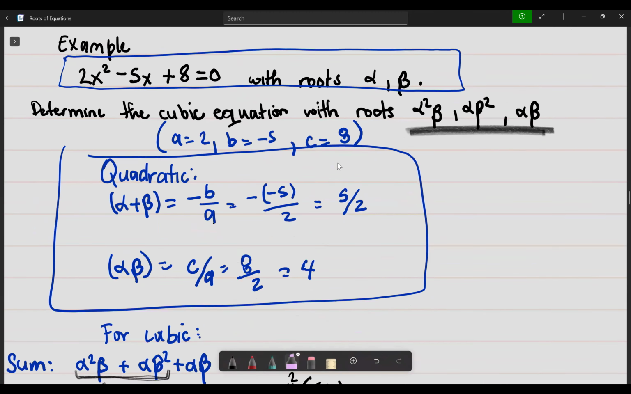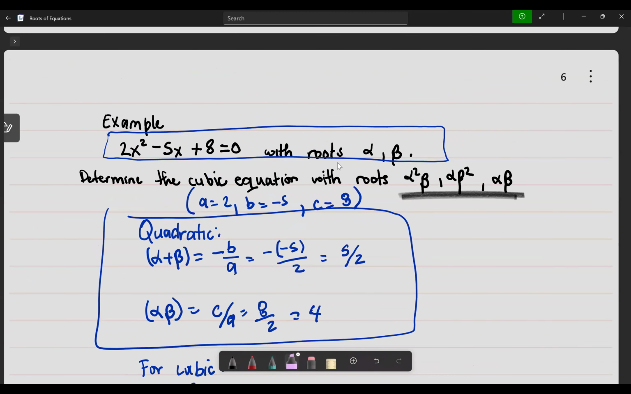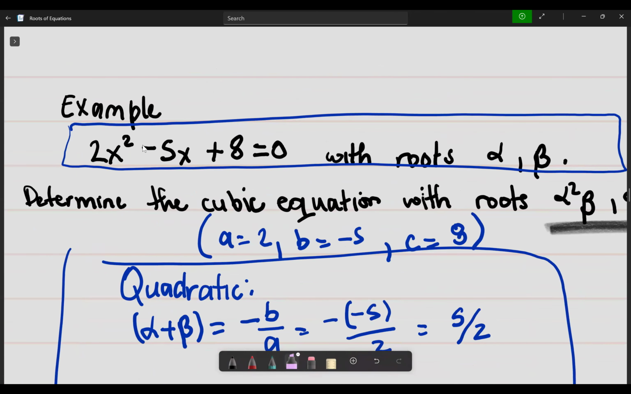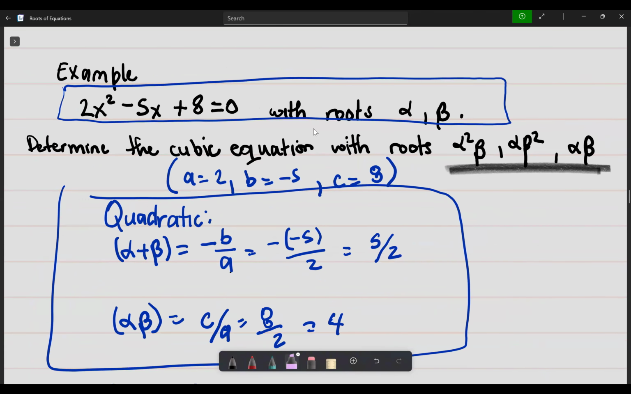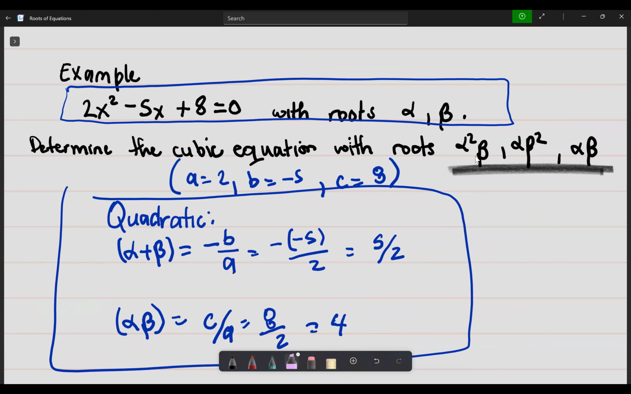So let's do this example. This is not a CAPE question. This is a question that I made, I believe. So it says that you have this quadratic, right? And it has roots alpha and beta. Whenever it says it has roots alpha and beta, do not even attempt to find what alpha and beta are, because likely it's not a real number. It might be an imaginary number, which you will learn about in Unit 2. So it says that I need to determine the cubic equation which has roots alpha squared beta, alpha times beta squared, and alpha beta. Okay, so that's the question.